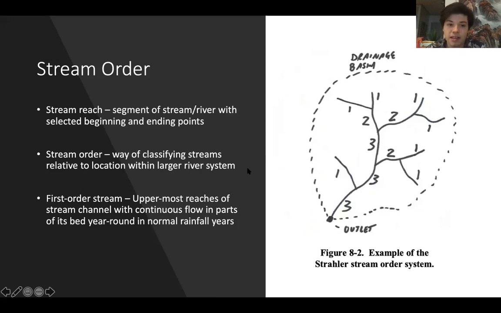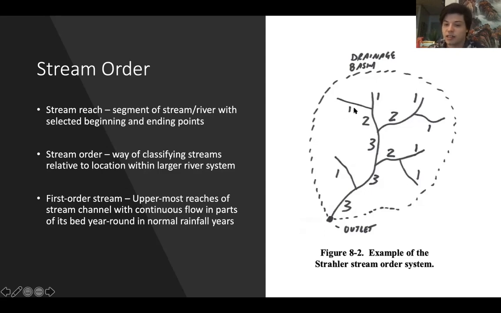Stream order is a way of classifying streams relative to their location within the larger river system. We'll go over how to calculate and classify stream order in just a second. A first order stream, which is anything in this picture with a 1 next to it, is the uppermost reach of a stream channel, and it has continuous flow in parts of its bed year-round during normal rainfall years. That's the cutoff point between a first order stream and something that's flowing into it: that continuous flow.